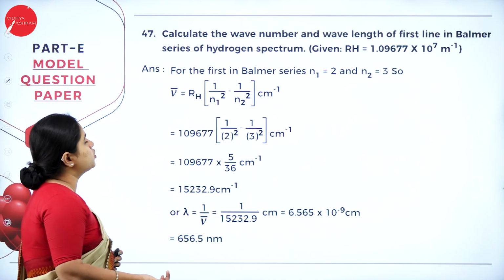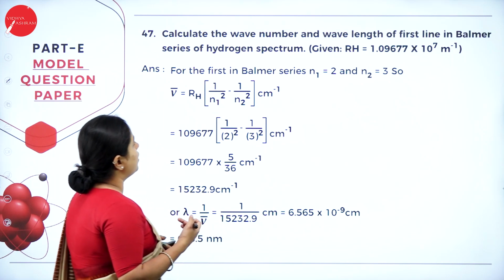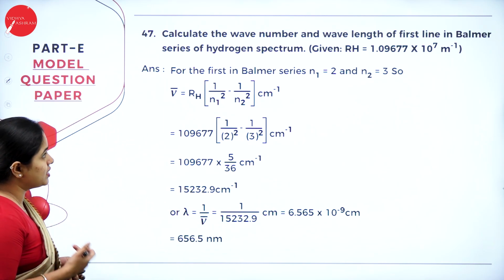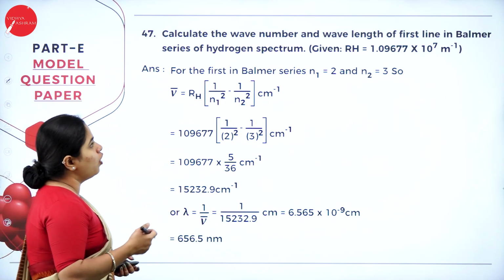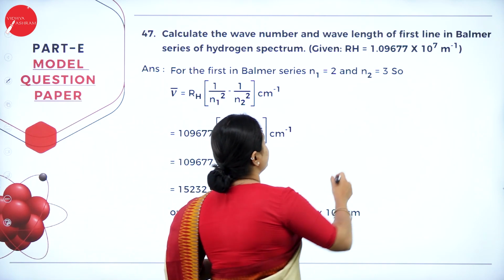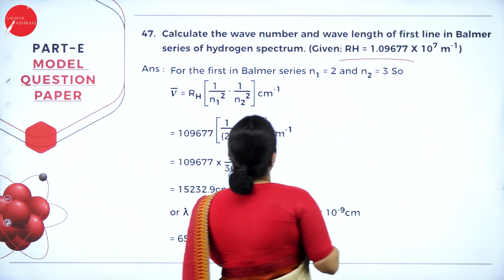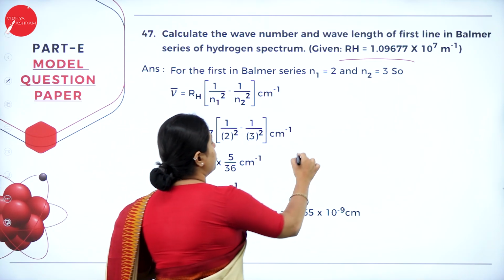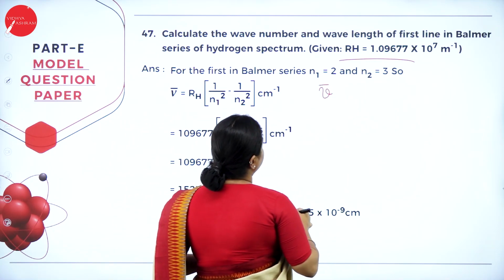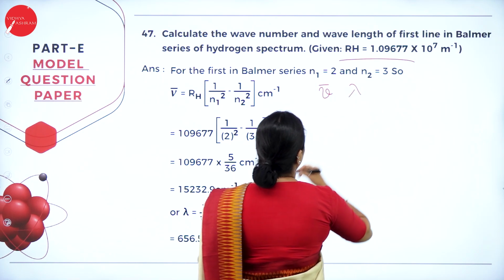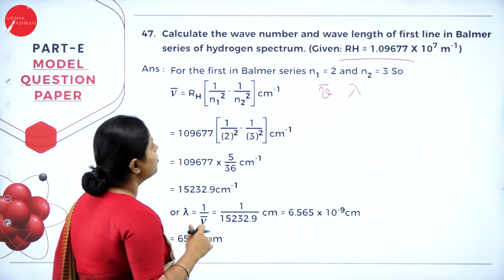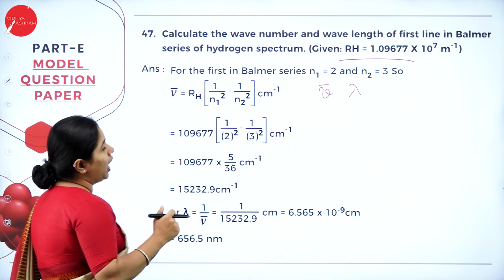Right. Moving on to the next question, 47. Calculate the wave number and wavelength of first line in Balmer series of hydrogen spectrum. So, RH value is already given in the question. So, calculate the wave number. What is wave number? Nu bar, right? Wave number you have to calculate. Wavelength also you have to calculate. That is lambda of first line in Balmer series.